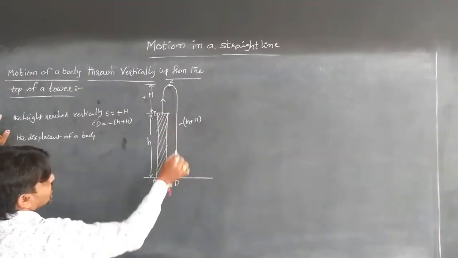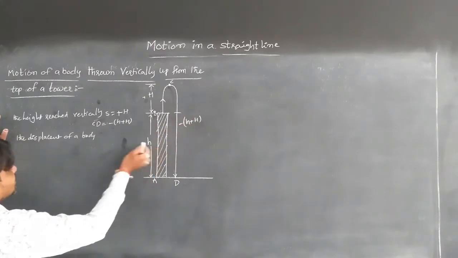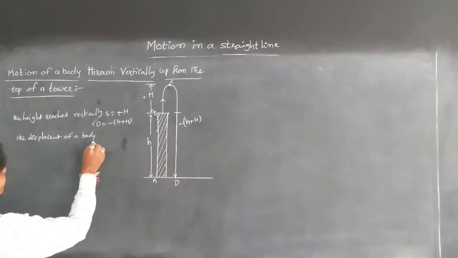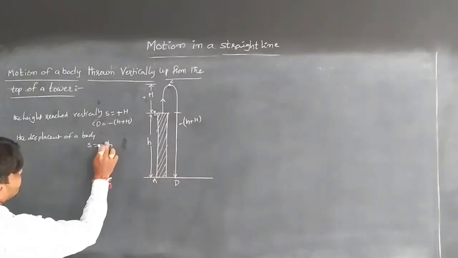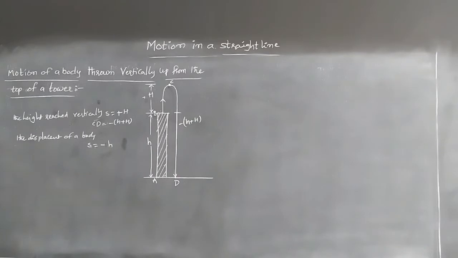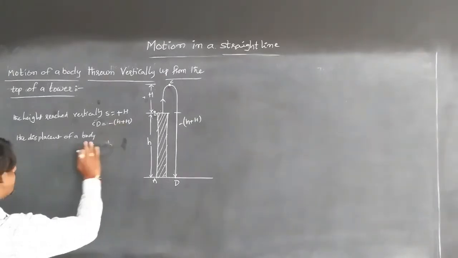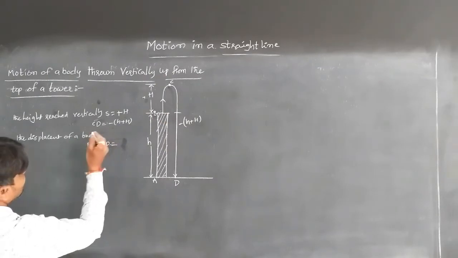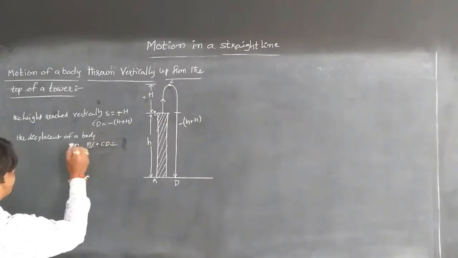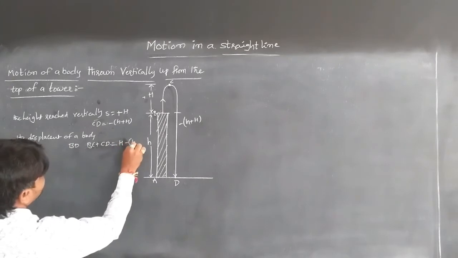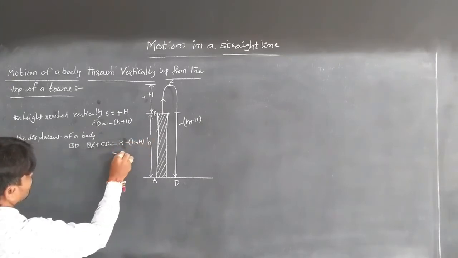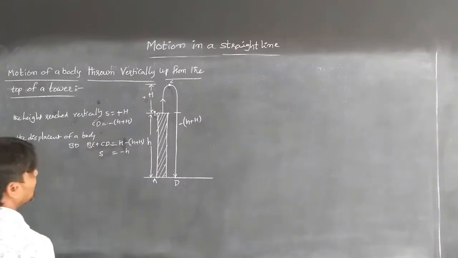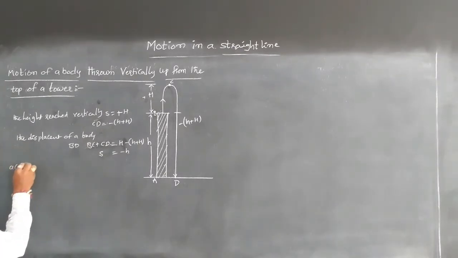B to D is the distance equal to h. The body displacement is in this direction, so we consider s is equal to minus h. We can get the same thing by adding the two equations, BC plus CD, that is h minus of h plus h, which is equal to minus h. The net displacement s is equal to minus h.